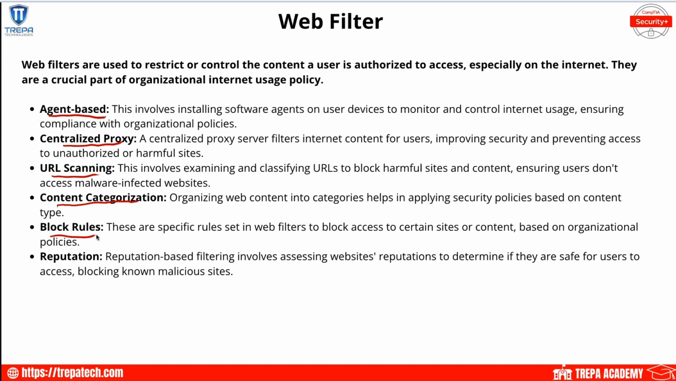Block rules. So these are going to be specific rule sets and web filters to block access to certain sites or content. And then reputation. So reputation-based filtering. Obviously this is going to be like those domain blacklists that say, hey, these are well-known malicious domains. And also this could be like if we're in the GDPR saying, hey, this site we don't trust because they actively release our data, our users' data, and they violate our data privacy laws.